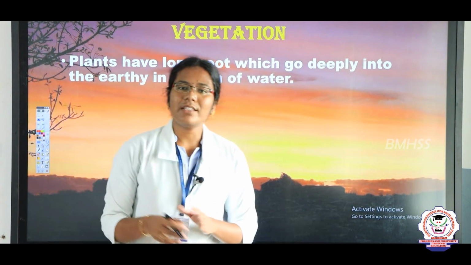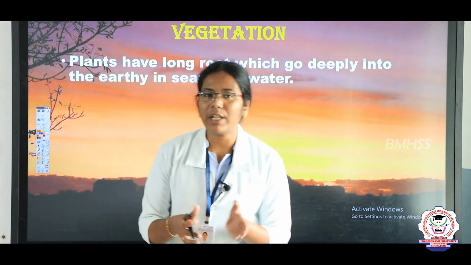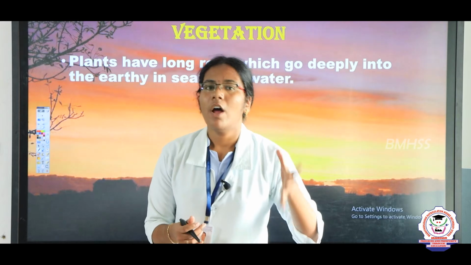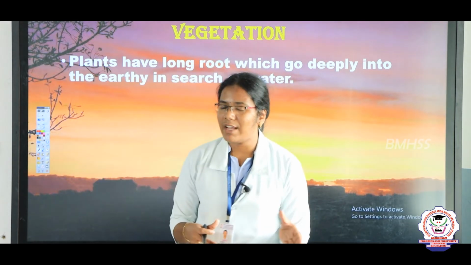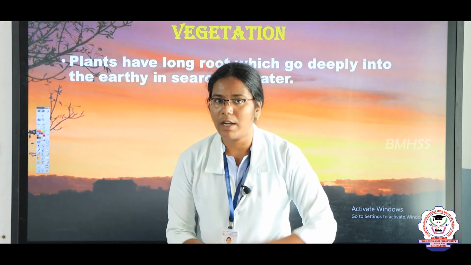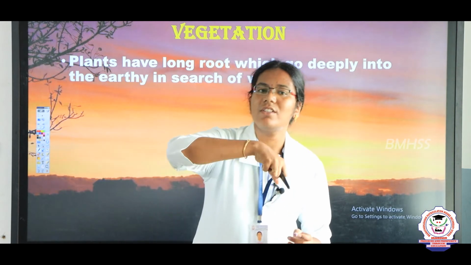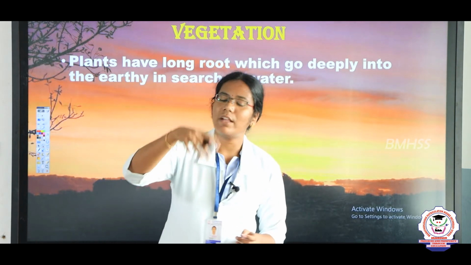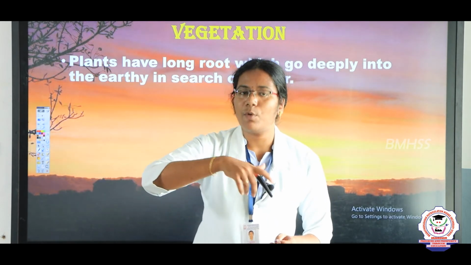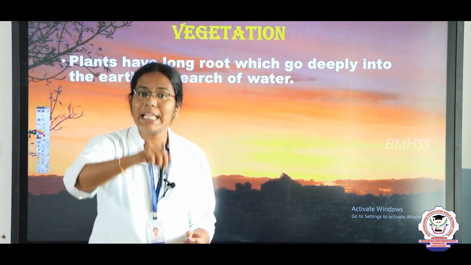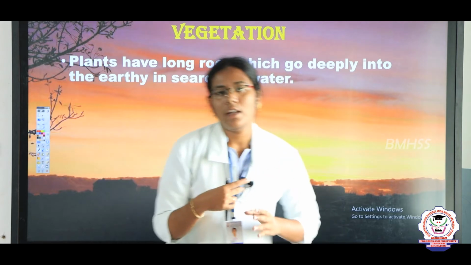Vegetation. So what is vegetation? செடி கொடிகள். அங்க என்னென்ன செடி கொடிகள் எல்லாம் வளரும் மேம். In a desert area, I already said it's very hard, so here we can feel a water scarcity. அங்க தண்ணி போதுமான அளவு இருக்காது. So the plants go deeply in search of water. The roots go deeply into the earth in search of water.